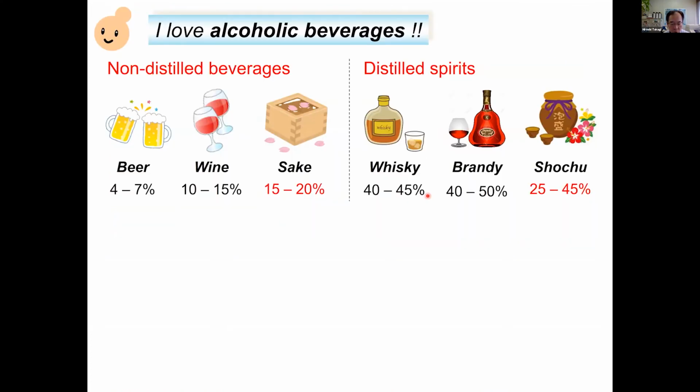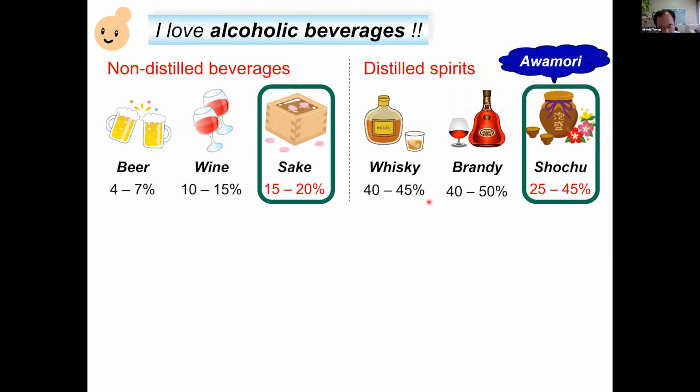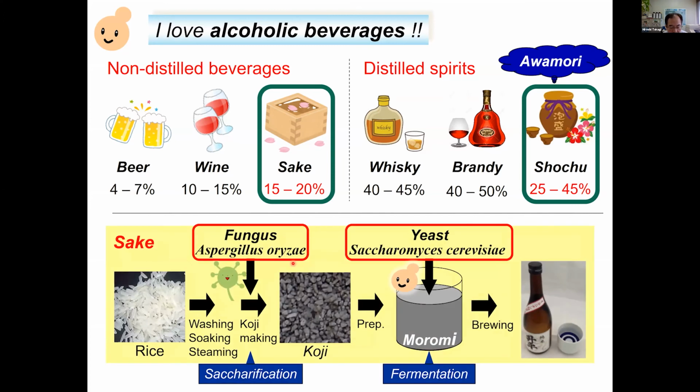Yeah, there are two types of alcoholic beverages as shown here: non-distilled beverages and distilled spirits. Among them, sake and shochu are very unique Japanese products made through good collaboration between the fungus and the yeast.